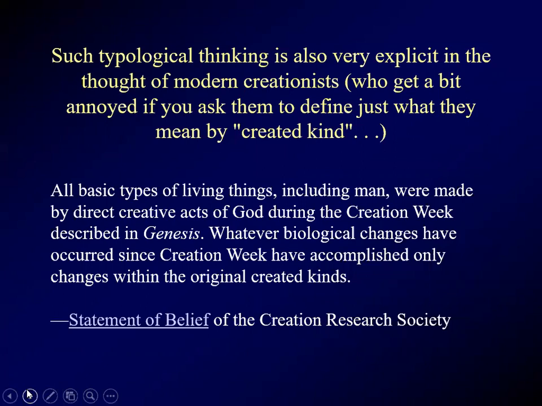And then if you ask them to define exactly what they mean by a kind, they will generally change the subject as fast as they can, because they're not entirely sure what it is, but they know it when they see it. And this is very typological thinking. This is basically carrying on the tradition of Linnaeus and the way he thought. That all of the fundamental types of living things were separately created, and variation might happen within those boundaries, but it can never cross them.